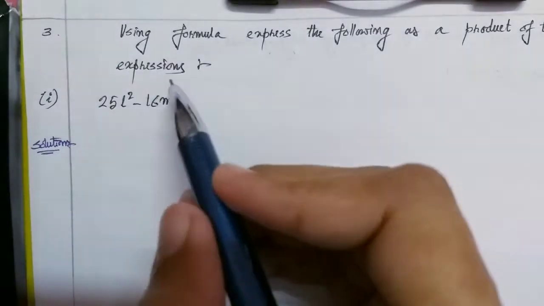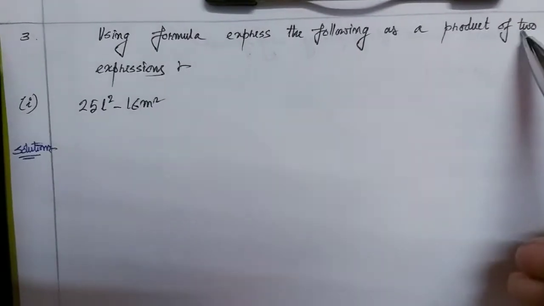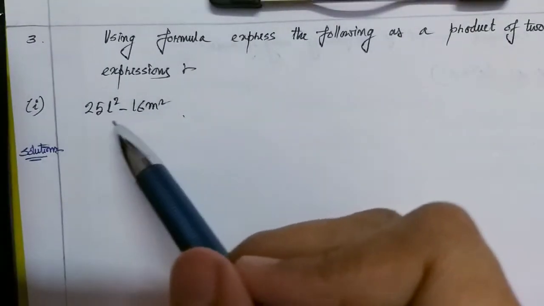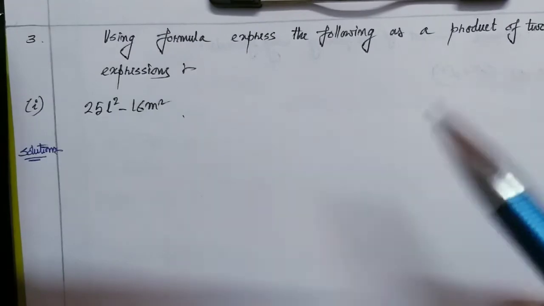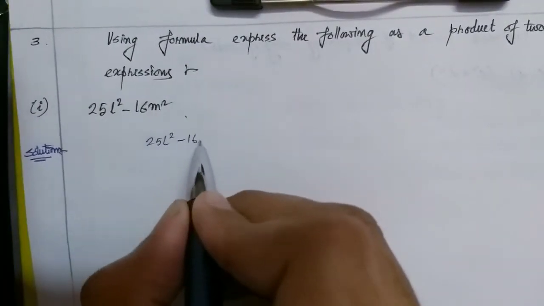So today we are going to solve question number 3 part 1, which says: using formula, express the following as a product of two expressions. Okay, so something is given to you, you have to convert this and express it as the product of two things. Let us first write the expression 25L square minus 16M square.